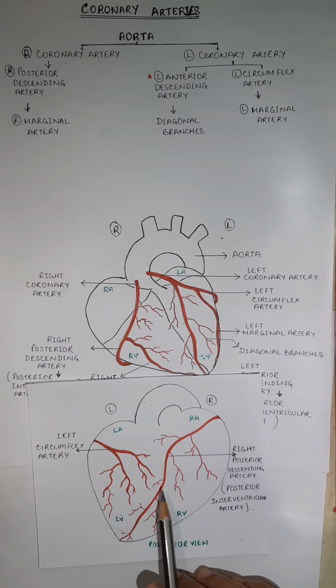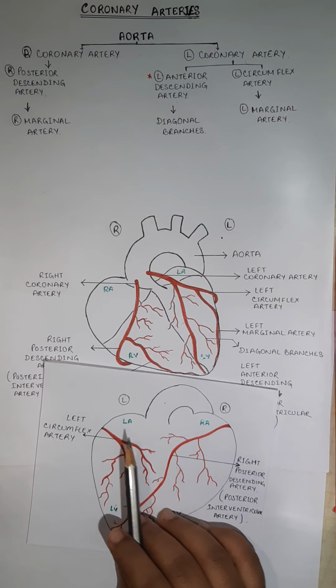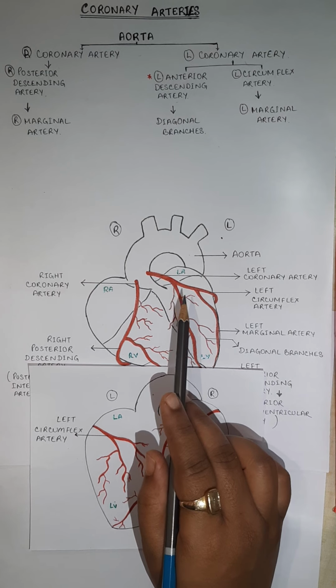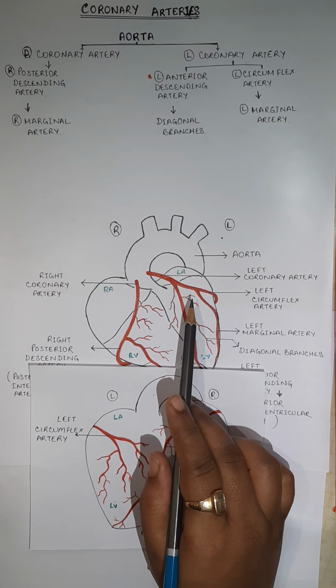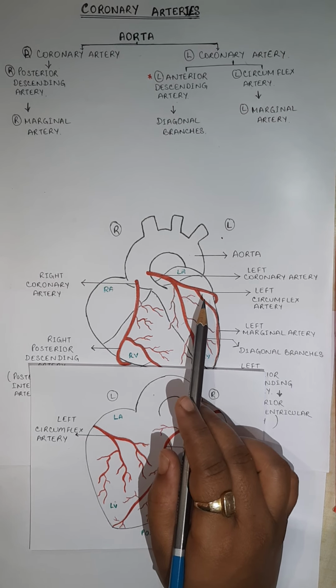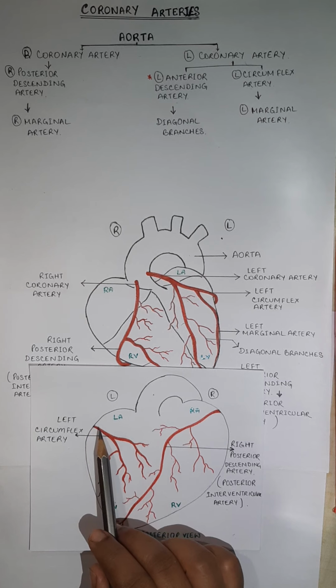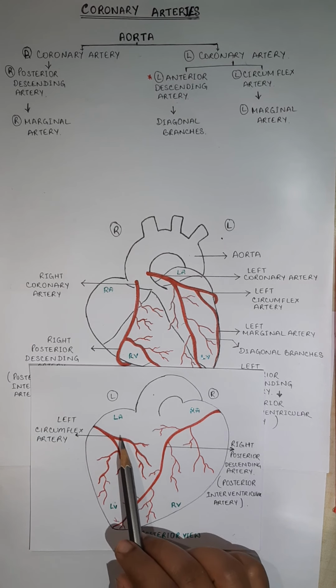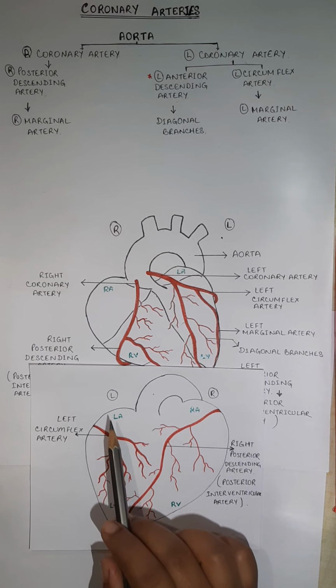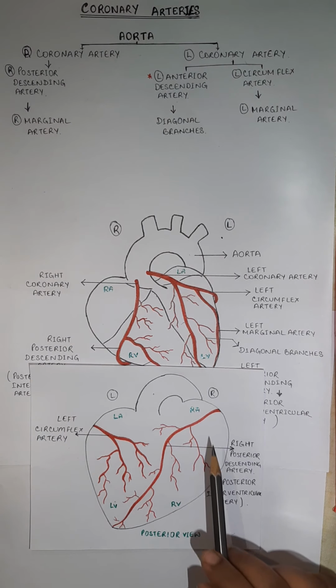Again, on the left side we can say this is the circumflex artery. We have seen that after the left coronary artery gets divided, it gives the circumflex artery, which goes backward, posterior to the heart. So here, if you see the continuation, the left circumflex artery comes further and then it supplies this portion of the heart, the posterior musculature of the heart.